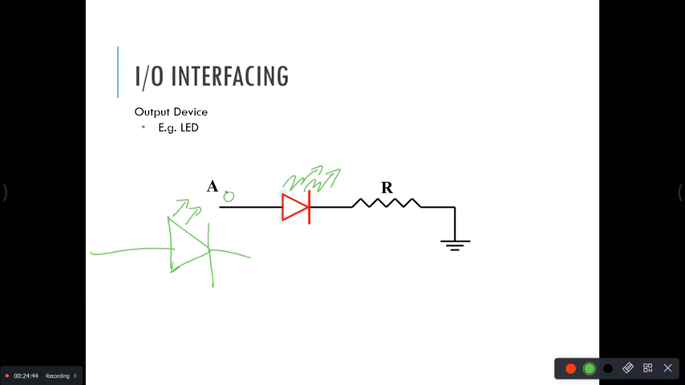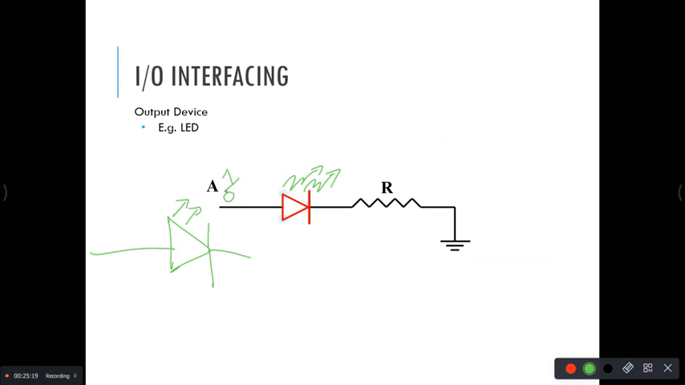Now, suppose you give 1 here, it is forward bias. Your diode is forward biased because 1 means 5 volts. So this will be positive and this is at the lower voltage. So definitely this diode will be forward biased. But when this diode is forward biased, what will happen? Tell me. This LED will glow. Come on. LED will glow. Right? Okay.